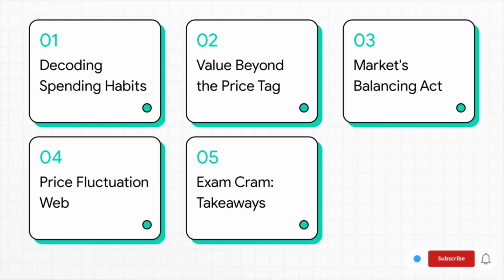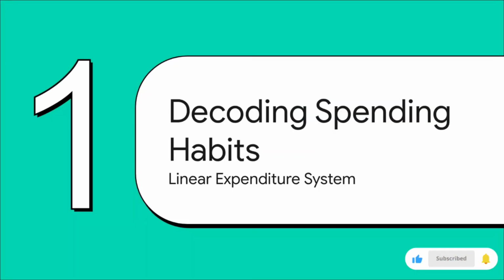Then, we're going to uncover that hidden value you get pretty much every time you buy something. After that, we'll see how markets find their balance to set prices. And then, this is a cool one, we'll unravel why some prices swing up and down like crazy. And of course, we'll wrap it all up with a rapid-fire exam cram session. Okay, let's get right into it.